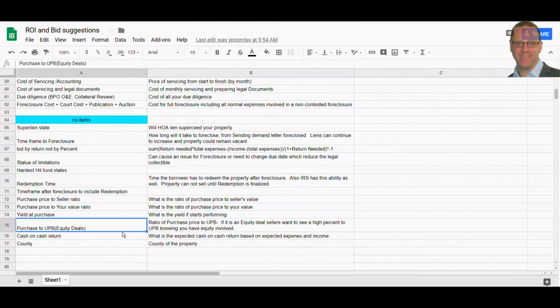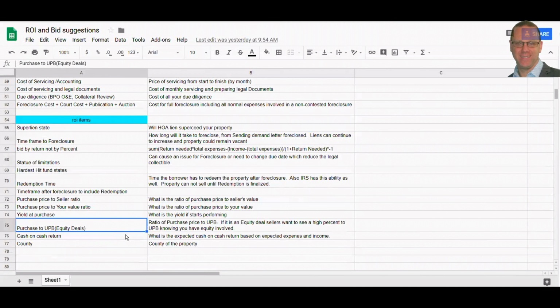Purchase to UPB on equity deals, right? So if you're bidding on a property that has equity, which we'll get into in a minute, you need to make sure that you're bidding at a decent amount of UPB so that you're bidding at 50, 60% of BPO. The seller most likely won't accept any bids below that, but kind of a guideline, right? Again, we're not focused on what the seller percentage of any other number but what our return is. But if you calculate a deal and your return is what you want it to be, however, your percent of UPB on an equity deal is at 40%, more than likely the seller's gonna not agree.